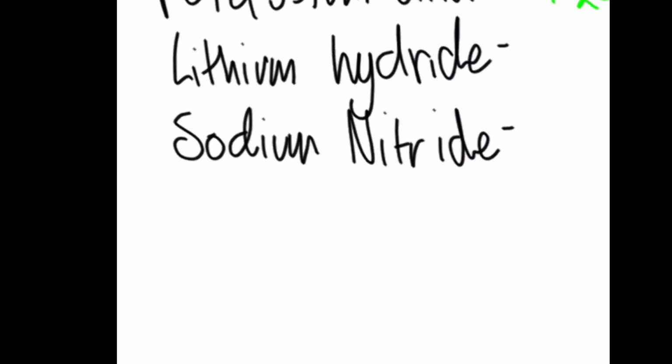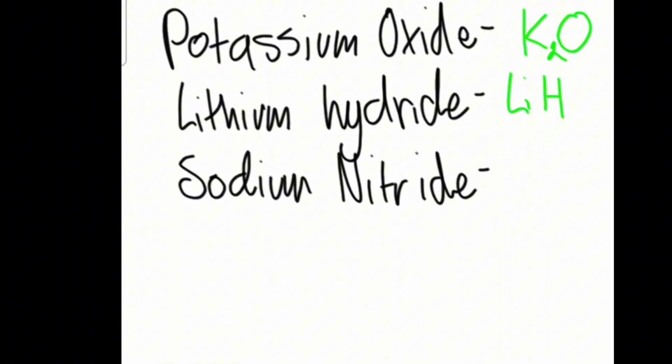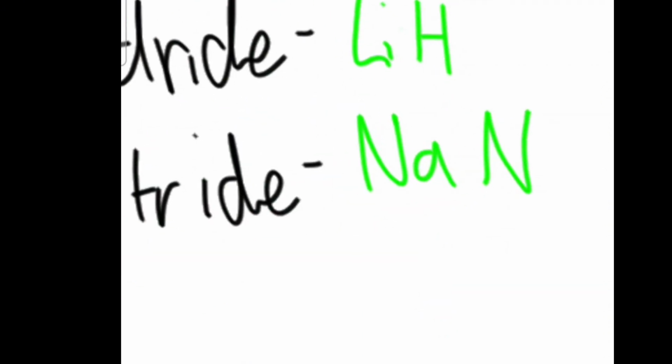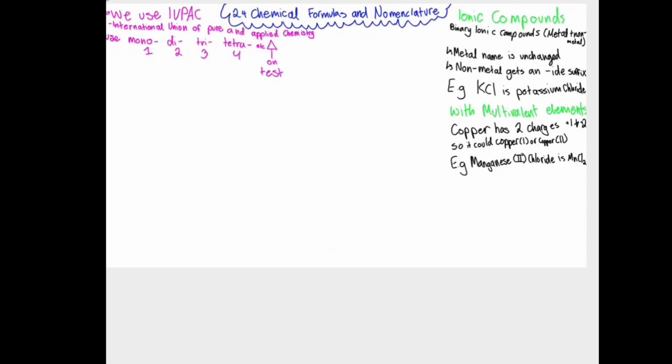Okay, we know lithium is Li, and we know hydride is H. And lithium has 1, hydrogen has 1. We're all good. Now we have sodium, which is Na, and we have nitride, which is N, which is nitrogen. But now sodium is 1 and nitrogen is 3. We gotta switch. And now it's going to be Na3N.